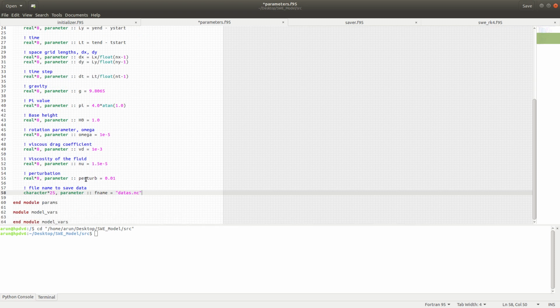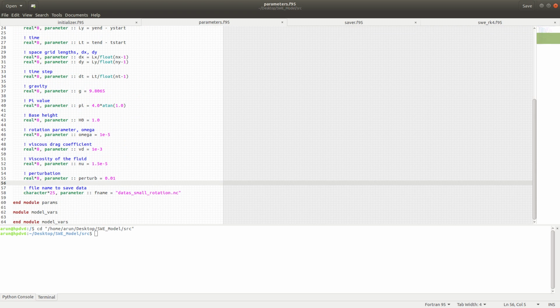This is the perturbation, the small initial perturbation that I'm going to give for the model. And then this is the data file in which all the data will be saved. So I'm just going to give the data small rotation. Alright, that's it. With this, our parameter module is ready.